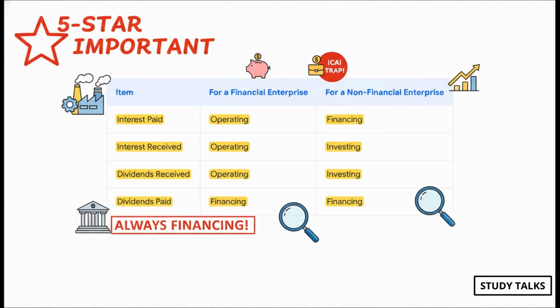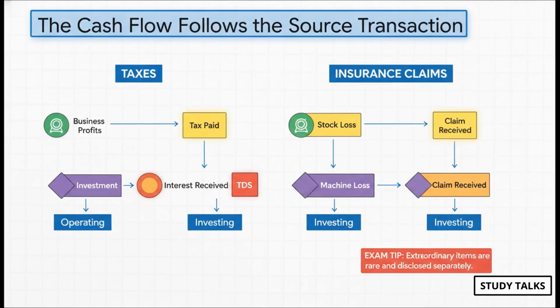The first thing you must do when you see interest or dividends is ask, what kind of company is this? For a normal manufacturing company, paying interest on a loan is a financing cost. But for a bank, lending money is their main business. So for them, interest paid and received are both operating. ICAI will absolutely give you a question about a financial company just to test this. And notice, dividends paid is always financing, no matter what, because it's a return to the people who provided the capital.